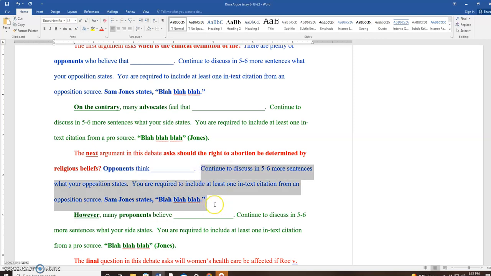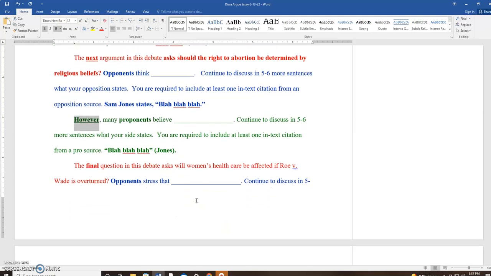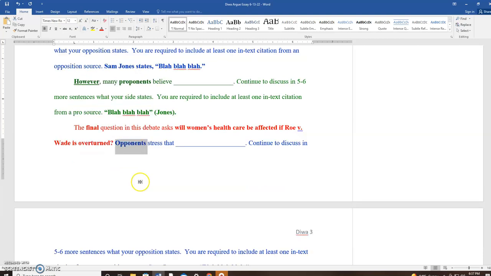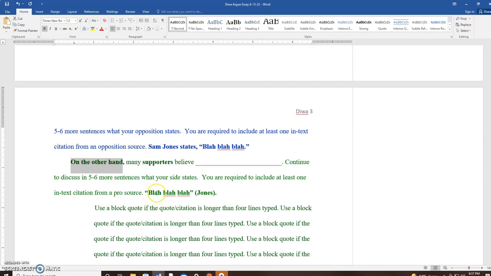Discuss in 5 or 6 more sentences. In-text citation, don't forget. When you move on to your rebuttal, indent, give me a transition, and the process repeats. When you come down again to the third subtopic, here's a nice transition. Here is your subtopic. Once again, start with the opponents. At least one in-text citation. Transition to green, transition to B. You're off to the races.